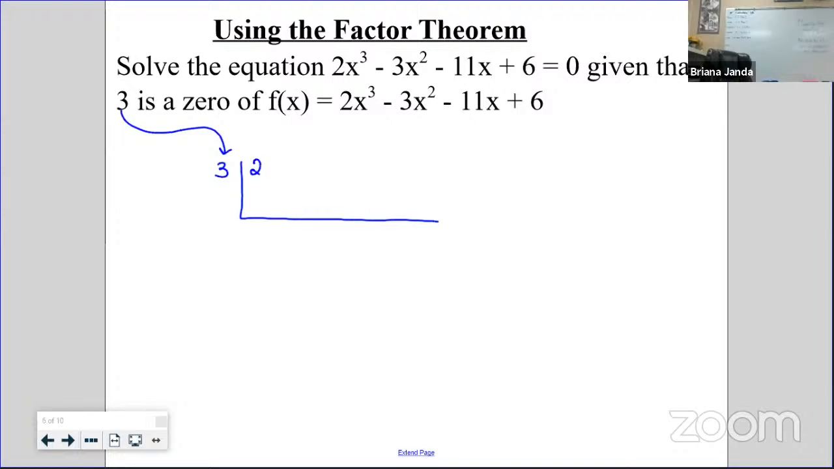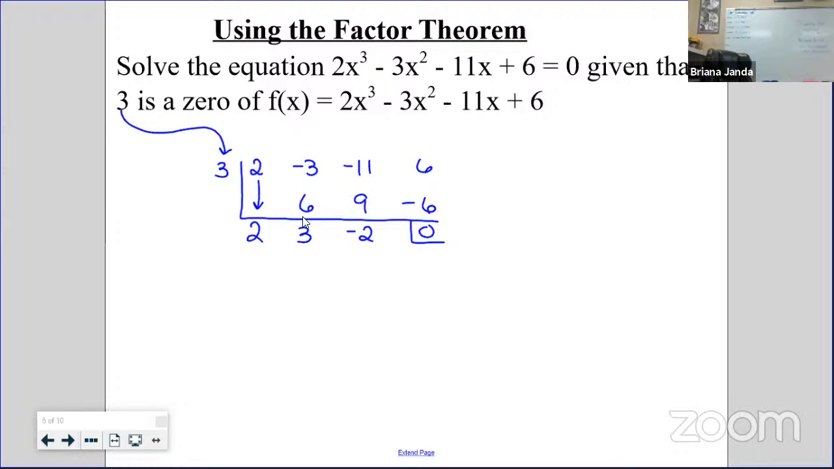So I would have 2, -3, -11, and 6. I am expecting a remainder of 0 when I get over here because they told me it's a 0 of my function. Okay, so let's go ahead and do our synthetic division. 3 times 2 is 6. Negative 3 plus 6 is 3. 3 times 3 is 9. Negative 11 plus 9 is negative 2. 3 times negative 2 is negative 6. And just as we expected, we get a remainder of 0. Okay, and we anticipated that.